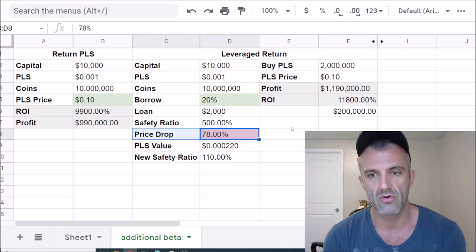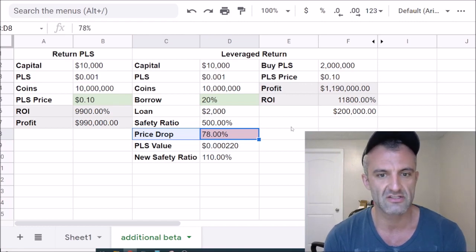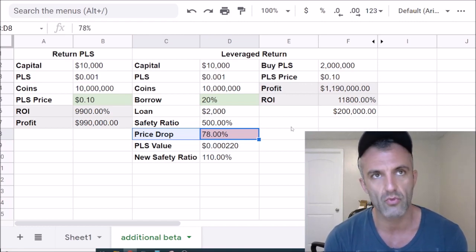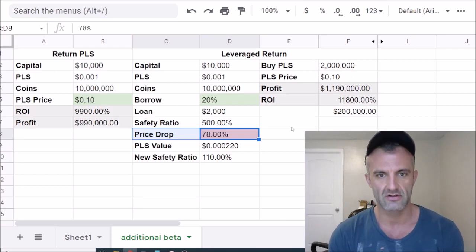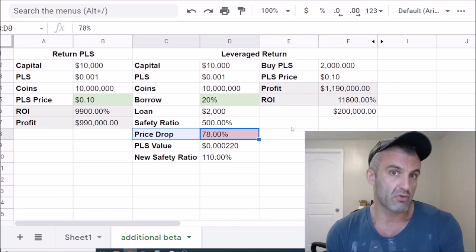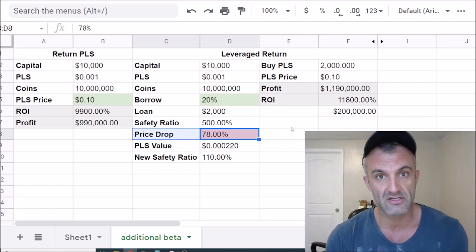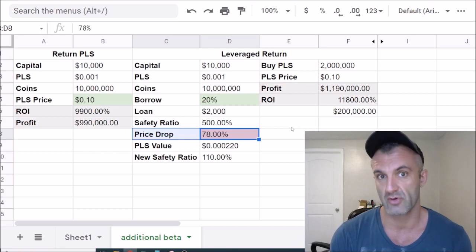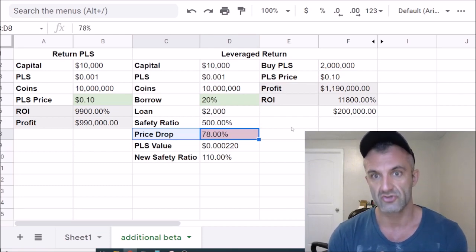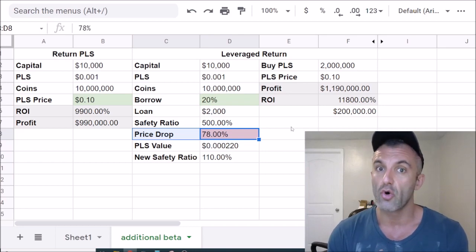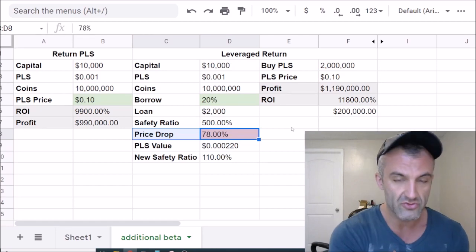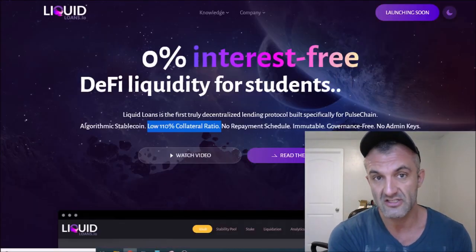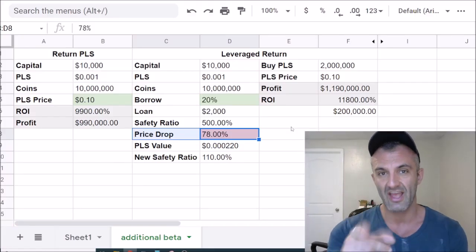So there's probably a decent chance that this is not going to happen in one day, where you have a single day drop of 78%. But you could plan this out so that if you see the price coming down over 2 weeks or 2 months, you could add additional capital here or hedge this position, which we're going to talk about in a future video, using Liquid Loans stability pool as a way to hedge this.